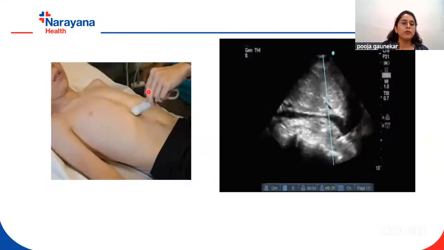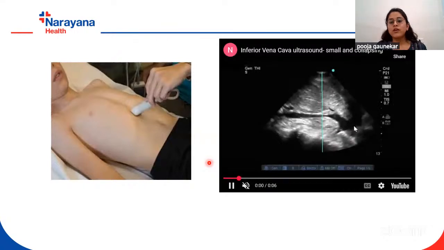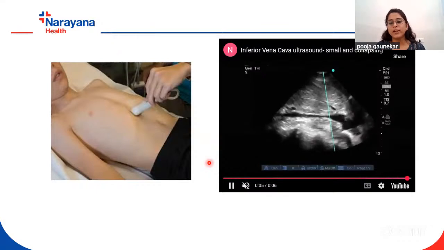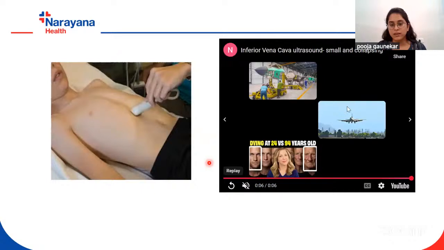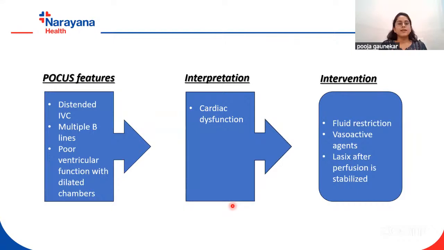So this is how we'll place the cardiac probe in the patient and the echo findings. You will see that the IVC is lesser in diameter and with each inspiration it is getting collapsed. Also, if you can see, the heart is quite hyperdynamic. So this patient needs more fluids.